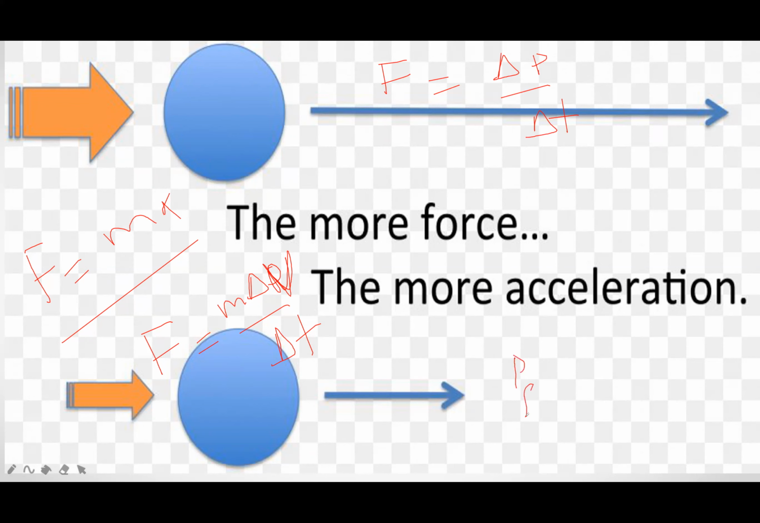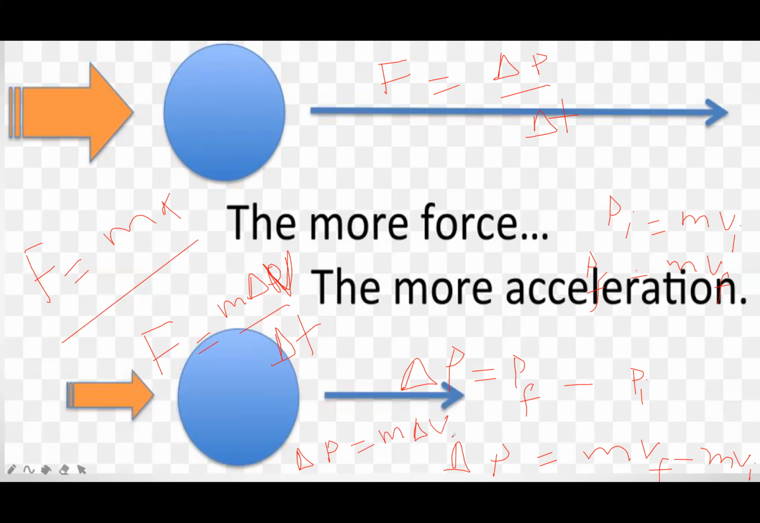Final momentum minus initial momentum. Initial momentum is equal to mvi. Final momentum is equal to mvf. The change in momentum, right? Change in momentum is equal to mvf minus mvi. So del p is equal to m del v.